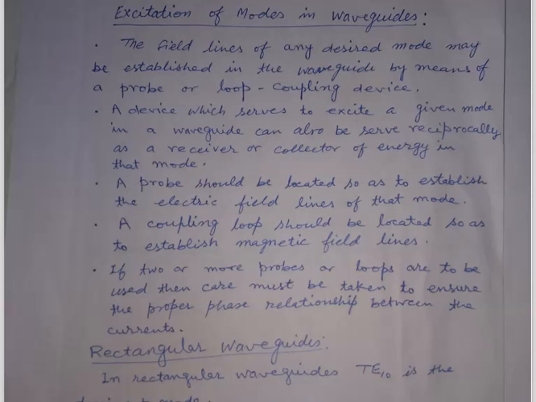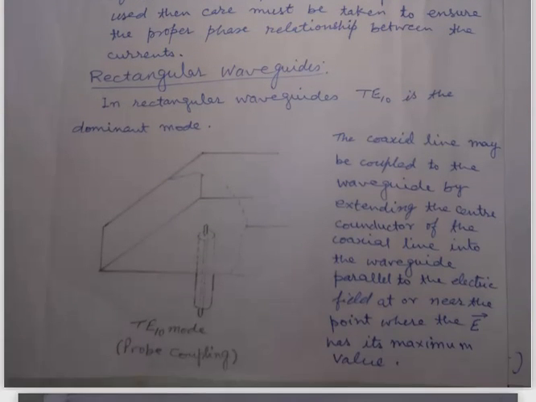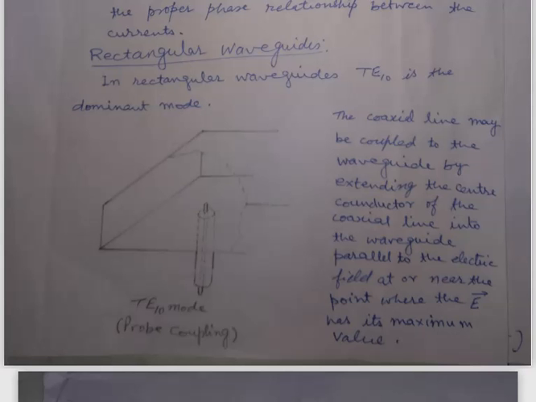Now, in rectangular waveguides, the points which we have just discussed will be used for the excitation. In rectangular waveguides, as we know, the TE10 wave or TE10 mode is the dominant mode. The dominant mode is that mode for which the frequency at which propagation may take place inside a waveguide is minimum among all possible TE and TM modes.